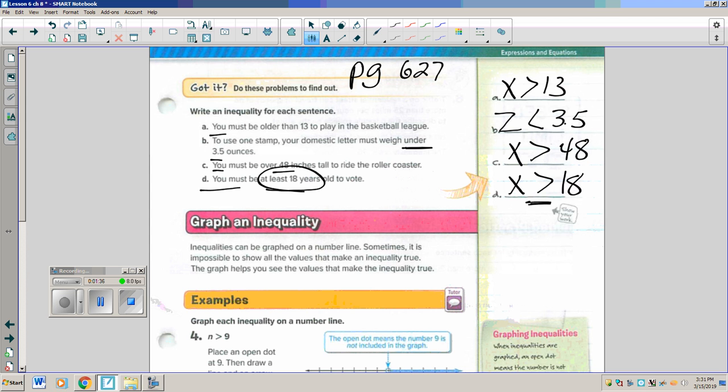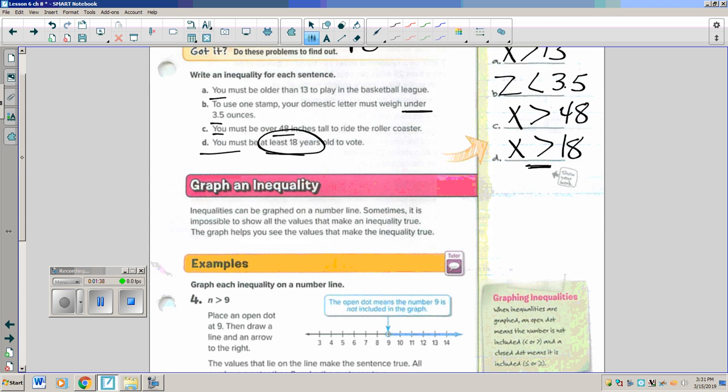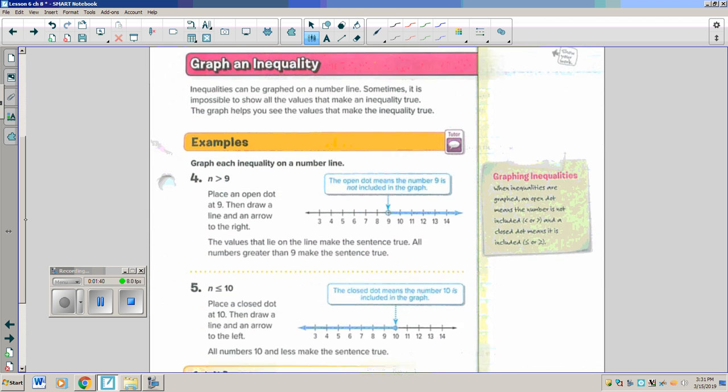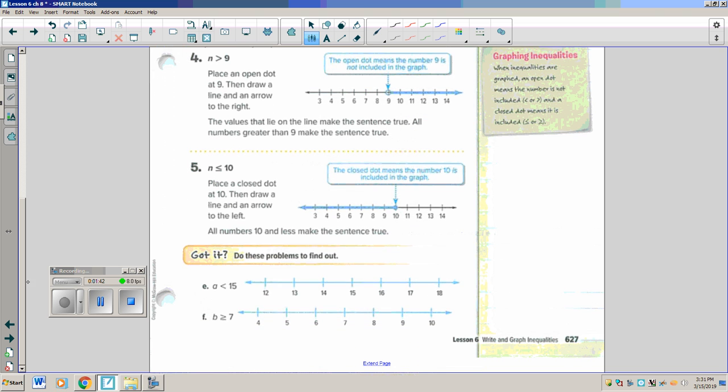There, you just wrote inequalities. That's not too hard. Just be careful when it's equal to. Now we're going to graph inequalities.